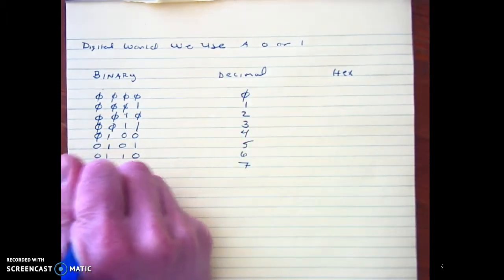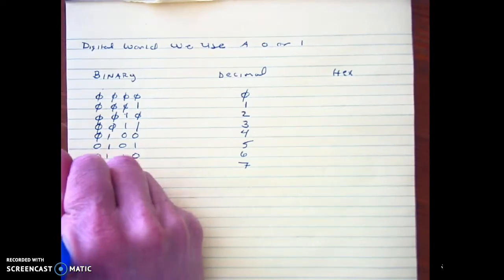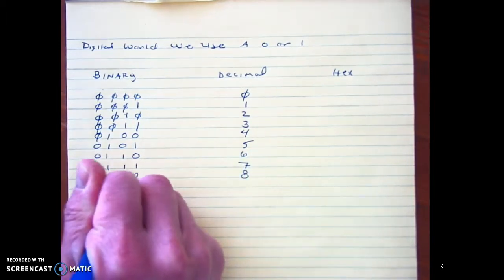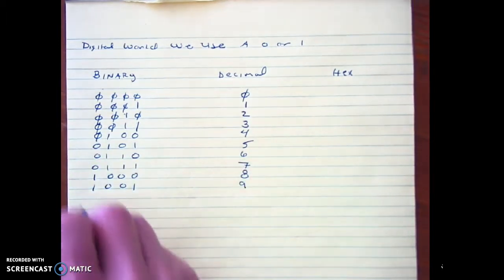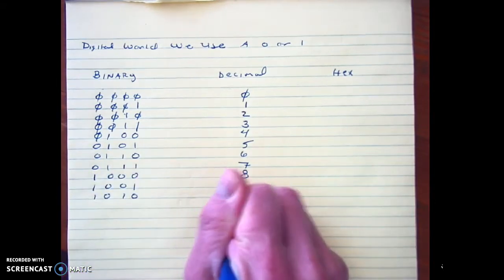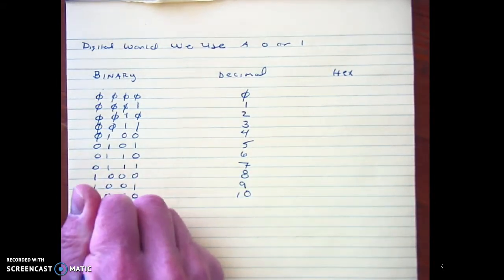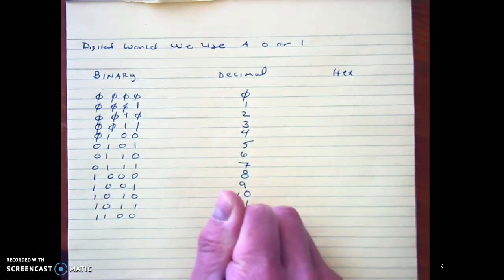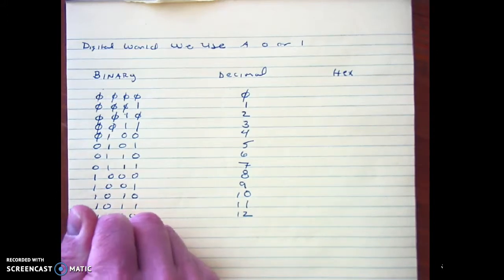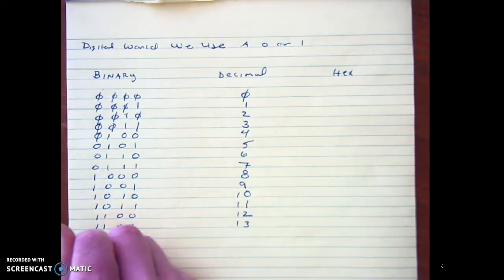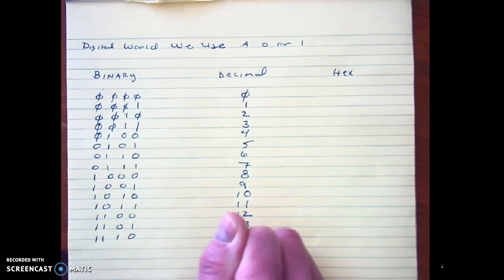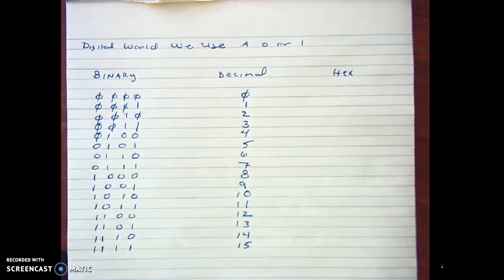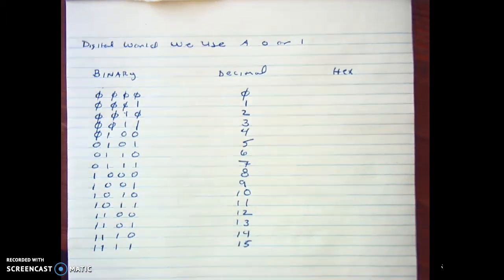And then if we want to do 8, if we add 1 here, this is going to bring this all the way over here. There's 8, 9, 10, 11, 12, 13, 14, and there's 15. Isn't that interesting? So that's up to 15.